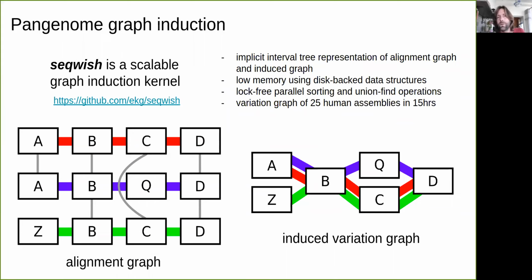And this is something that I've implemented in the seqwish graph induction kernel. It takes a path file as input instead of sequences, and it emits a variation graph in GFA format. It took a lot of effort, but it's incredibly scalable. Pretty much every aspect of its design is focused on running in parallel and using external memory when possible, so that we can do things like build a variation graph from 25 human assemblies in 15 hours, which isn't great. Perhaps it'll still come down, but it's a start. We need a scalable tool to do this particular step. It's been a thorn in the side of pangenomics for some time.